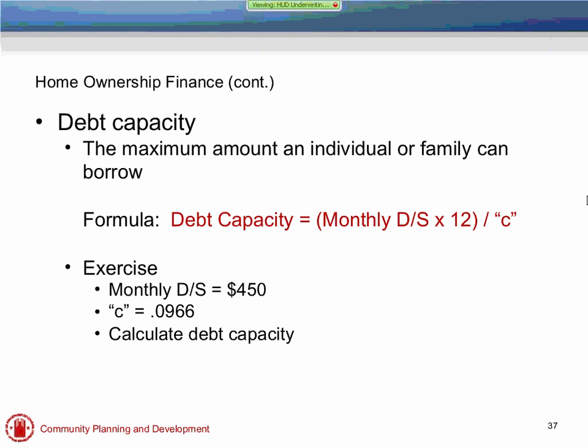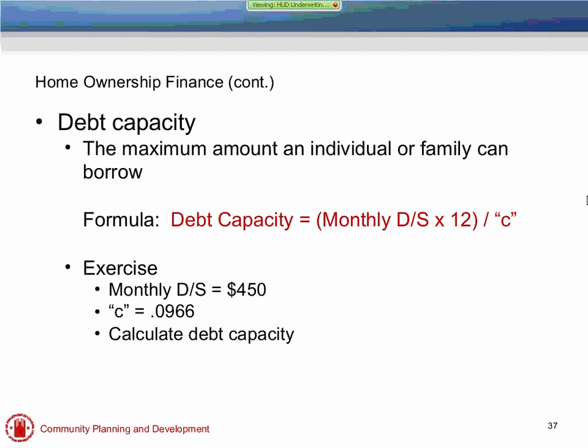Okay, so let's go through the calculation for debt capacity on the home ownership. So we've got our monthly debt service that the homeowner can afford of $450 a month. Because we need to get to an annual amount, we multiply that by 12. So we get $5,400 annually, and then we're going to divide that by the constant based on the loan term, so 0.0966. And again, you guys can look those up on the table in the classroom, but here we're just providing those. So the debt capacity for this particular example is $55,901.